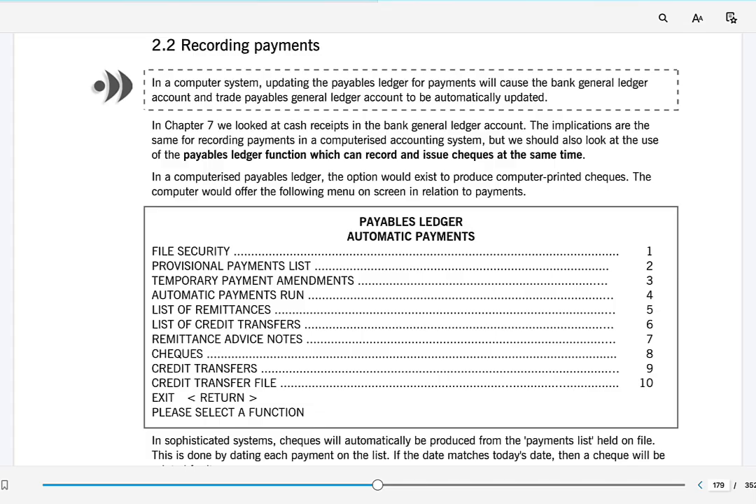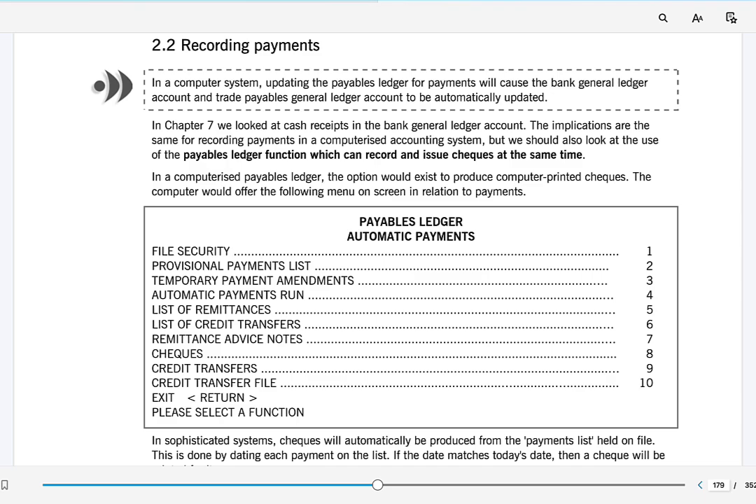Step 3. The clerk selects the checks option or the automatic payments run. If the business is paying suppliers by check, the system can produce computer-printed checks. This is common in many accounting systems. So the clerk chooses the correct payment method.